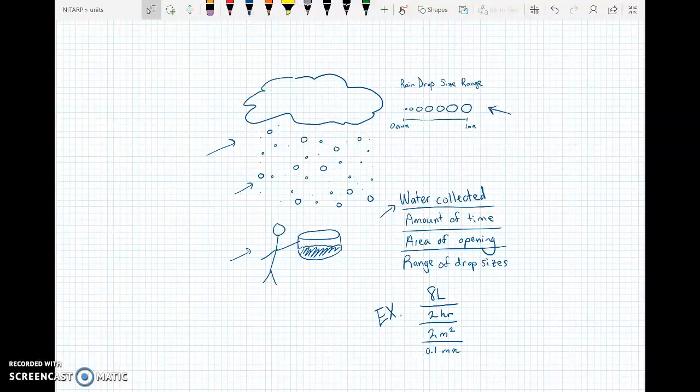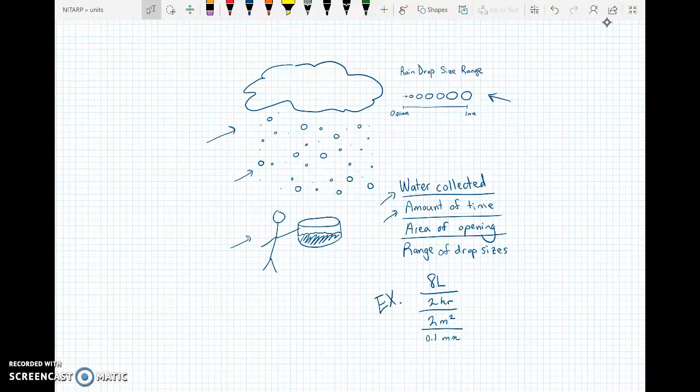Another important thing you should keep track of is how long you're out there for. Because if you're out there for longer, you're going to collect more water, and if you're out there for shorter, you'll collect less. So you should keep track of the amount of time that you were out there for. And what you can do is you can just take the amount of water you collected and divide by how much time you were out there for to figure out, for example, how many liters you collected per hour.